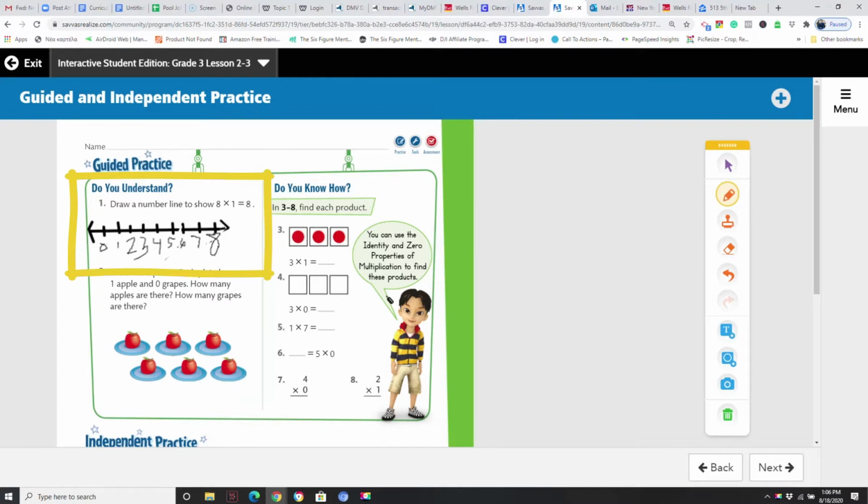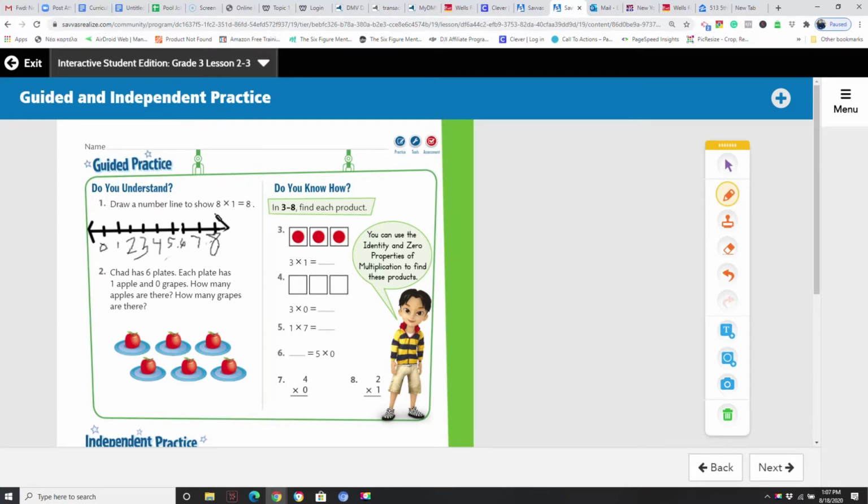At lesson 2-3, we're going to practice multiplying by 1 and 0. So let's start by taking a look at our guided practice, number 1. Draw a number line to show 8 times 1 equals 8.